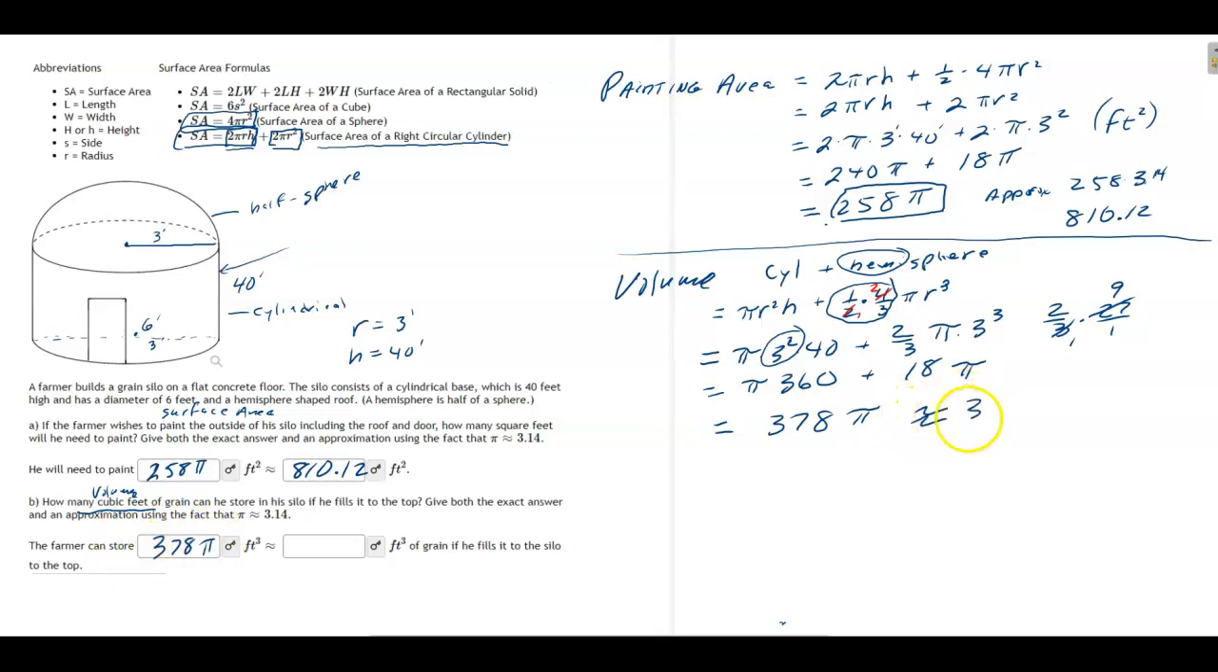And to find the approximation, we plug in 3.14 for pi and approximate that. So take a second to do that on your calculator. I calculated that and got 1,186.92. Seems reasonable. 378 is a little less than 400. 3.14 is a little more than 3. 400 times 3 would be 1,200. So that's about right. It's reasonable. Of course, I would round that off, practically speaking, but there were no instructions on rounding here. So I'll just write using the 3.14: 1186.92 cubic feet of grain. Okay, I hope you found that video helpful.